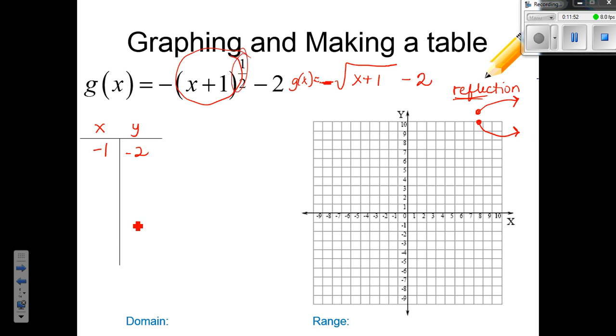Okay, so let's plug some values in here. What values can I plug in again? Well, I can start at -1, and my values are going to probably have to get bigger. Let's see. 0. 0 plus 1 is 1. The square root of 1 is 1. Bring over the negative. That's -1 minus 2. That equals -3.